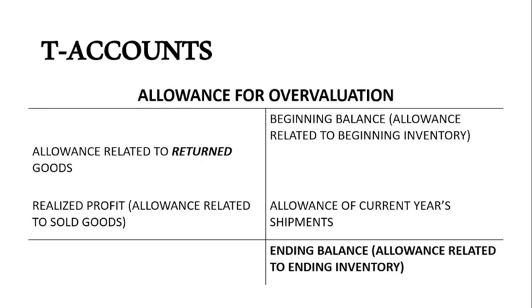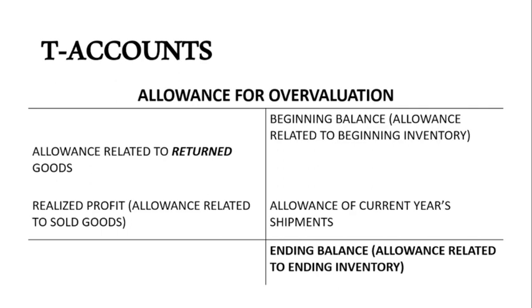And doing the arithmetic, adding the credits, adding the debits, and deducting the two, we will be able to arrive with the ending balance of the allowance for overvaluation. Now, in case that the ending balance of overvaluation is not given, we could compute for the ending balance of the allowance for overvaluation by working back the allowance that is related to the ending inventory.